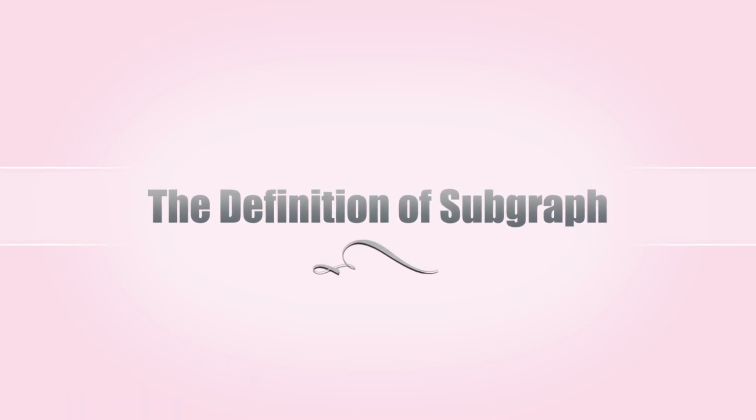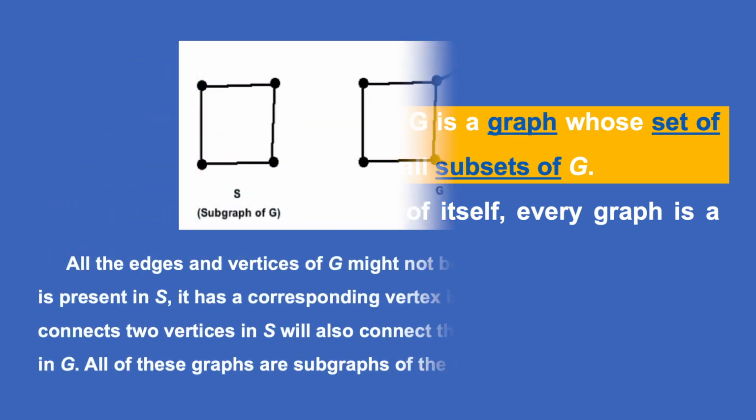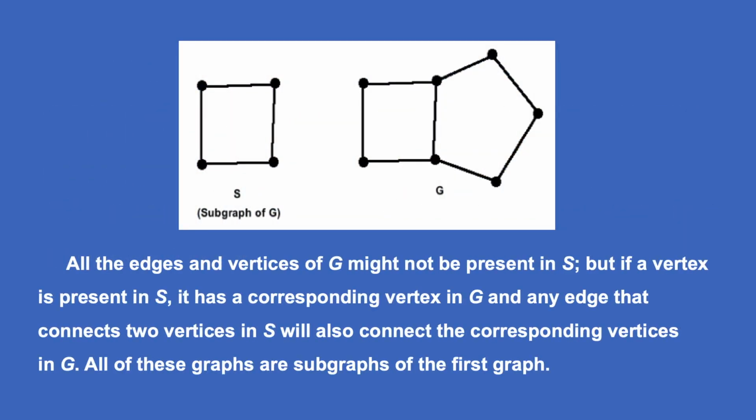Next, we shall see the definition of a subgraph. A subgraph S of a graph G is a graph whose set of vertices and set of edges are all subsets of G. Since every set is a subset of itself, every graph is a subgraph of itself. All the edges and vertices of G might not be present in S, but if a vertex is present in S, it has a corresponding vertex in G, and any edge that connects two vertices in S will also connect the corresponding vertices in G.